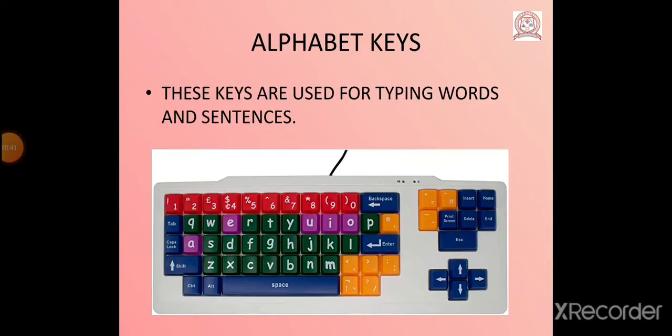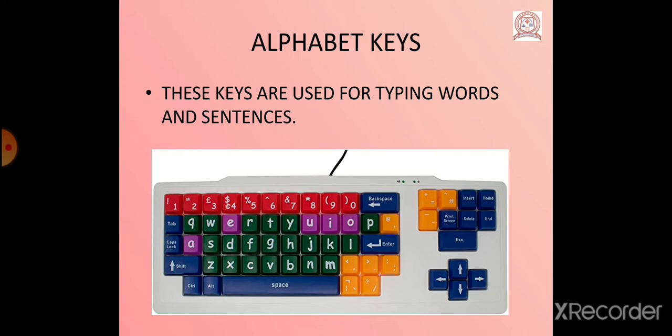Alphabet keys. The alphabet keys are used for typing words and sentences. Look at the figure given below. The alphabet keys are colored in green and pink color. Okay? All these keys from A to Z are called alphabet keys. Okay?